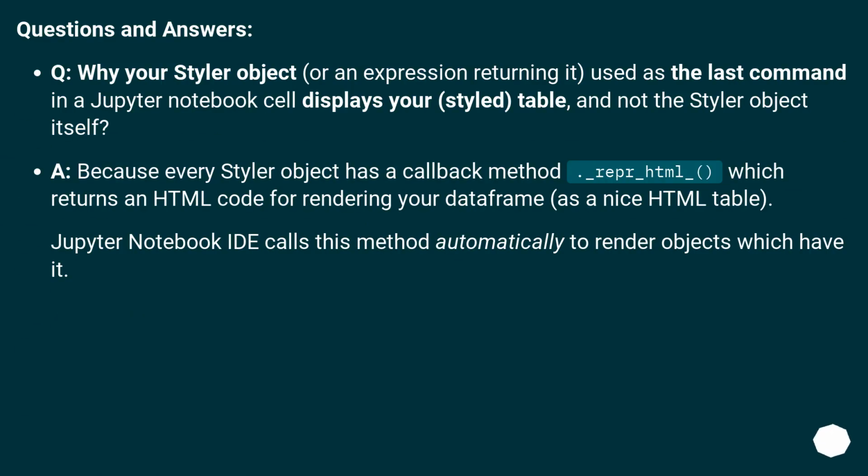Questions and answers. Q. Why does your Styler object, or an expression returning it, used as the last command in a Jupyter Notebook cell, display your styled table, and not the Styler object itself? A. Because every Styler object has a callback method _repr_html_, which returns an HTML code for rendering your data frame as a nice HTML table. Jupyter Notebook calls this method automatically to render objects which have it.